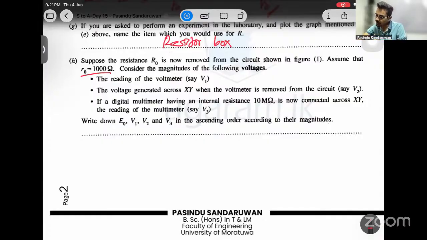Third scenario: if a digital multimeter having an internal resistance of 10 mega ohms is now connected across XY, the reading of the multimeter is, say, V3. Write down E0, V1, V2, and V3 in ascending order according to their magnitudes.